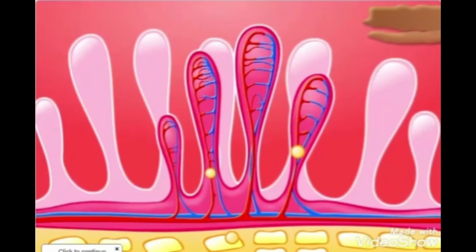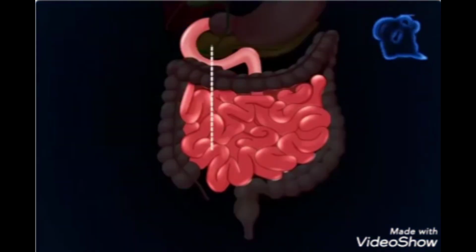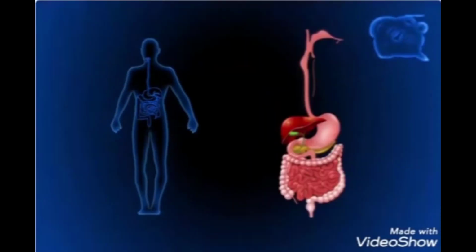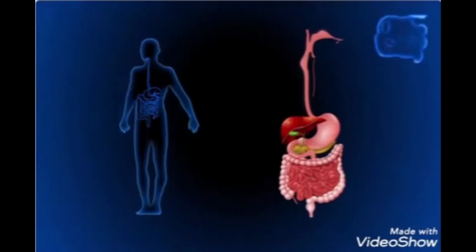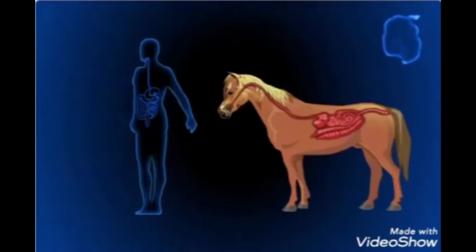The small intestine is the longest part of the alimentary canal. The length of the small intestine is much shorter in carnivores as compared to herbivores. This is because herbivores eat a plant-based fibrous diet which takes longer to digest as compared to a meat-based diet.